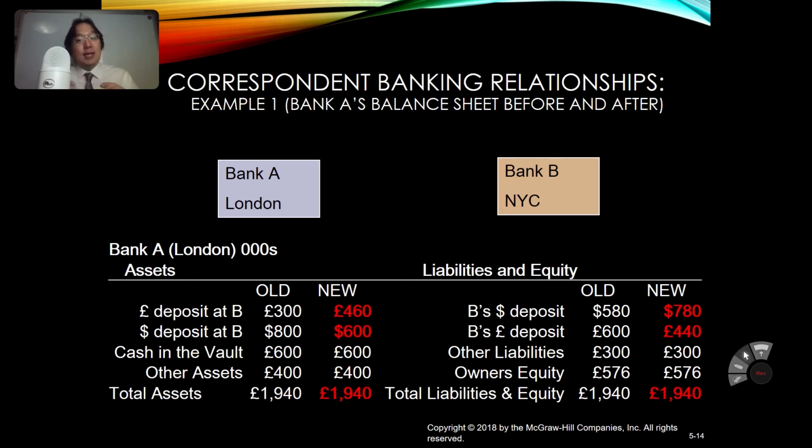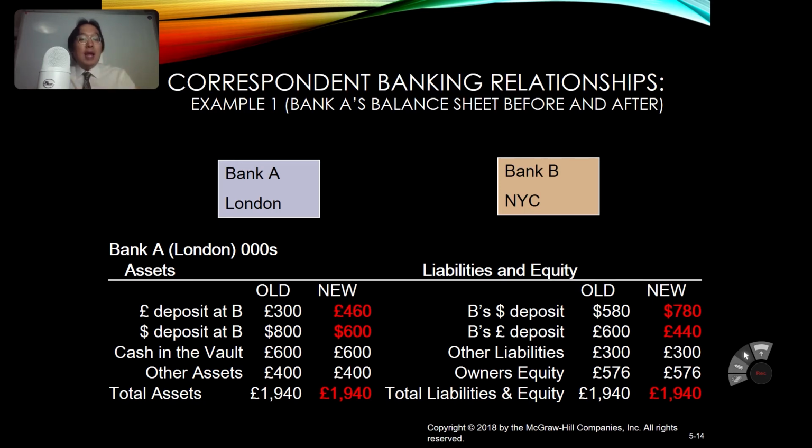But the total asset amount is an interesting one. They will not change either, okay? Why is that the case? Didn't Bank A give $200 million to Bank B so that the asset has to decrease? No. It's not going to change because in return, they got British pounds, 160. So if you look at the asset side of Bank A, pound deposit at Bank B goes up by 160 because Bank B gave them 160 million British pounds.